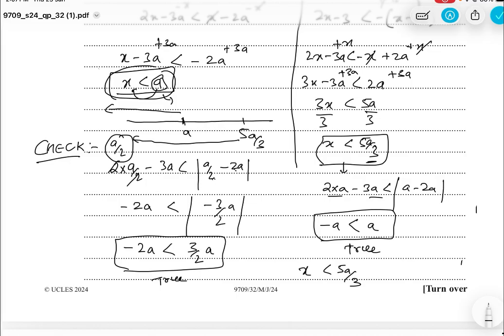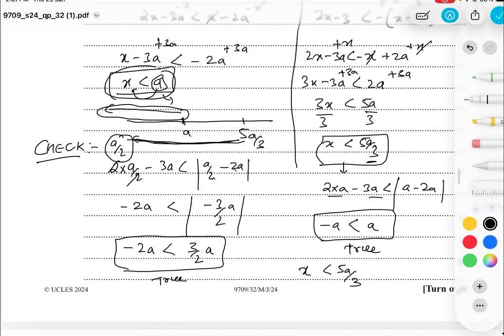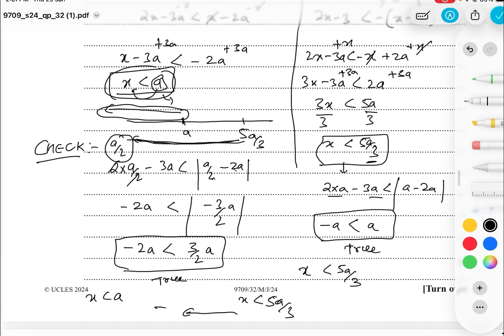This is the final answer. Because in this, see, this is also included. Is this included in this one? Is x less than a included in x less than 5a by 3? Yes or no? It is going till negative infinity. So this range will be included in this.